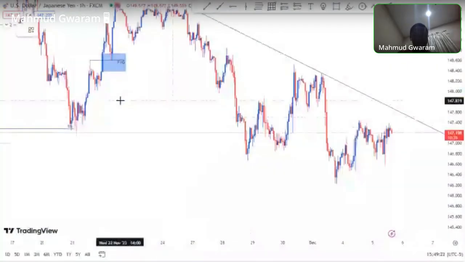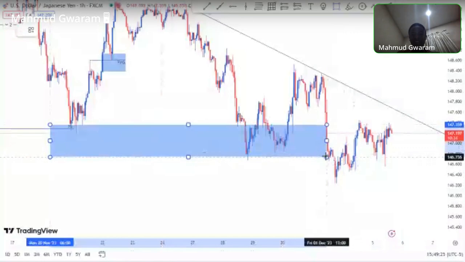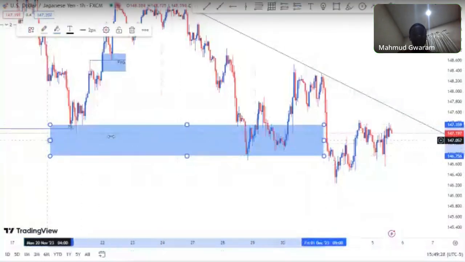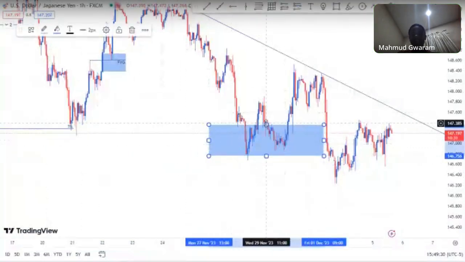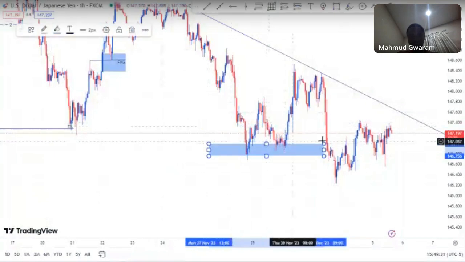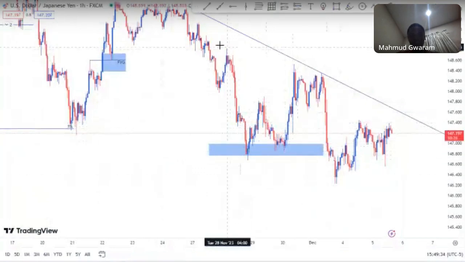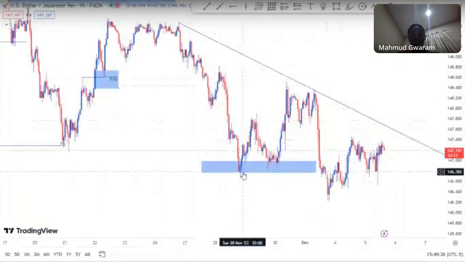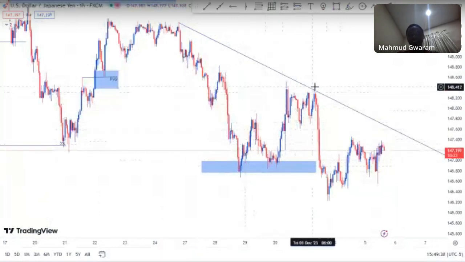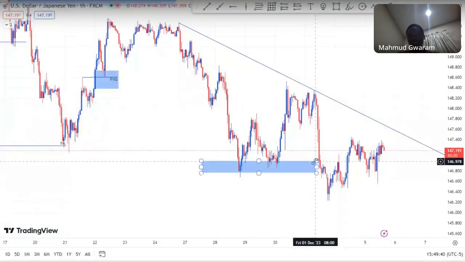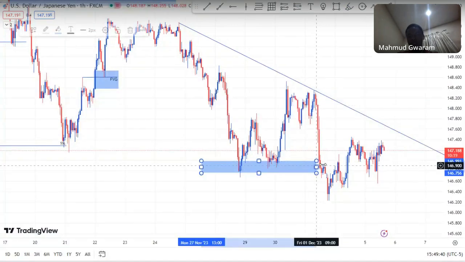Okay. This is also an important zone. Sorry, this place is an important zone. This place, because the market came to this particular point, reacted, went up, reacted again, reacted to this trend line, came down, and broke out of this.